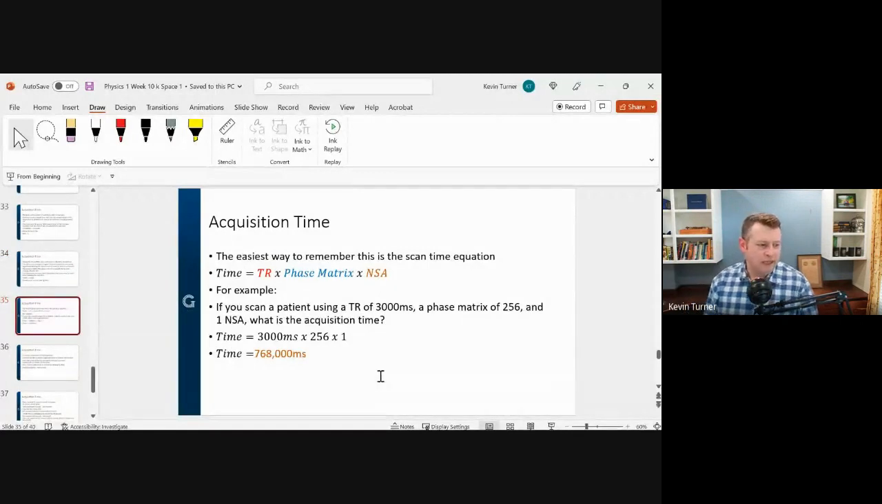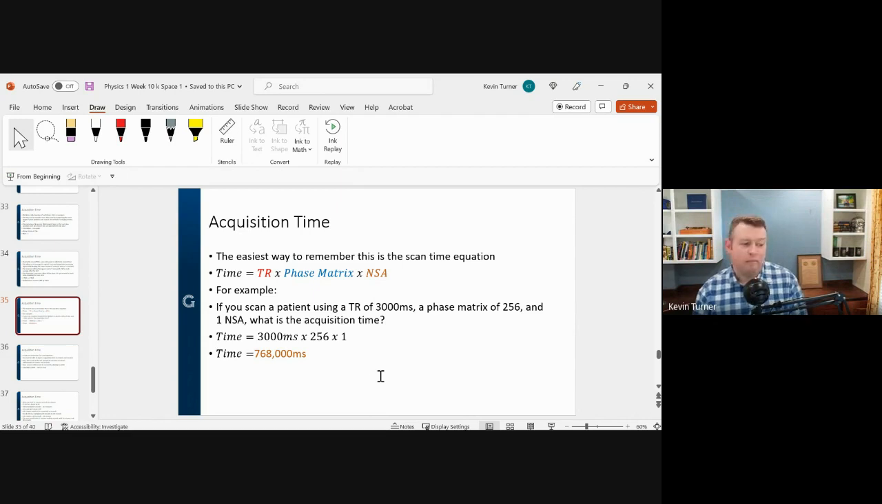So, easiest way for us to remember this is simply to do the scan time equation. All right? Time equals TR times phase matrix times NSA. Multiply them all together, and that's going to tell you how long it's going to take to run your scan. All right? So, our first example. If you scan a patient with a TR of 3,000, a phase matrix of 256, and 1 NSA, what is the acquisition time? This is what questions on the quiz will look like.